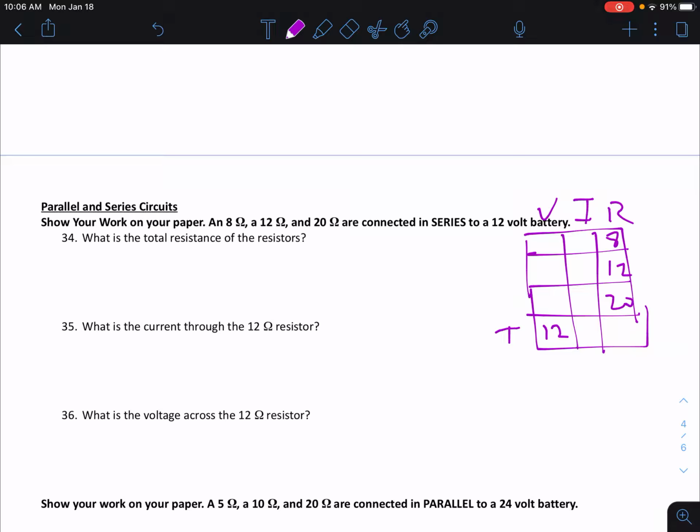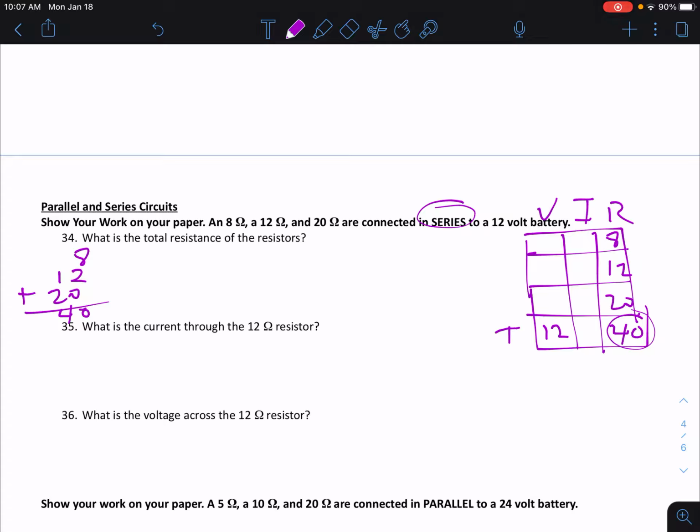The total resistance on a series circuit. Make sure that you're paying attention to what kind of circuit it is, because the rules change between a series and a parallel circuit. On a series circuit, resistance adds up, so this is pretty easy. You've got an 8 and a 12 and a 20, and you just add these all up, and you get 40 ohms. So that's one of your answers right there.